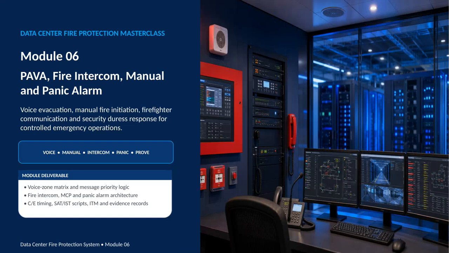Welcome to Module 06 of the Data Center Fire Protection Masterclass. This module focuses on the systems that let people communicate, initiate an alarm, and coordinate a controlled emergency response when conditions are changing quickly. Our scope brings together 5 connected functions: voice evacuation, manual fire alarm initiation, fire intercom communication, panic alarm, and proof that each function performs as intended. The goal is controlled emergency operations, not simply alarm activation.